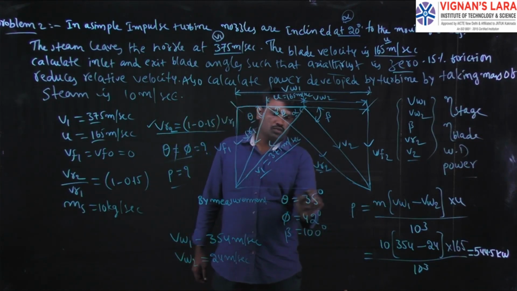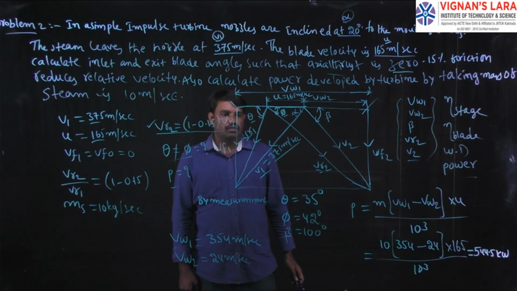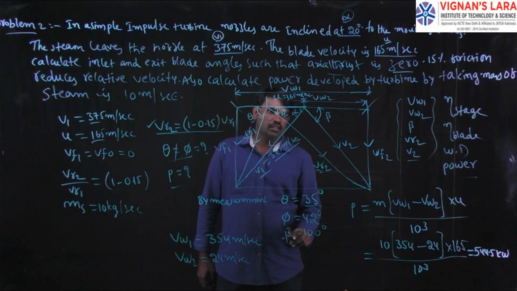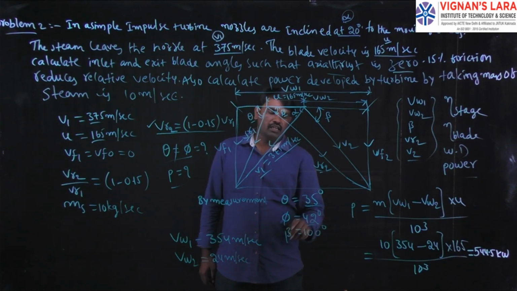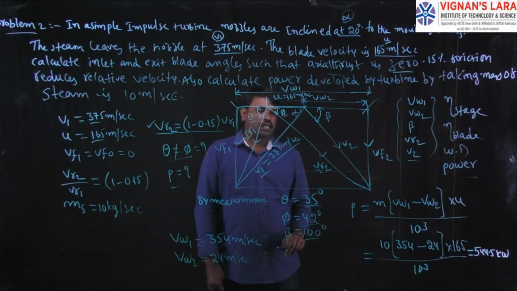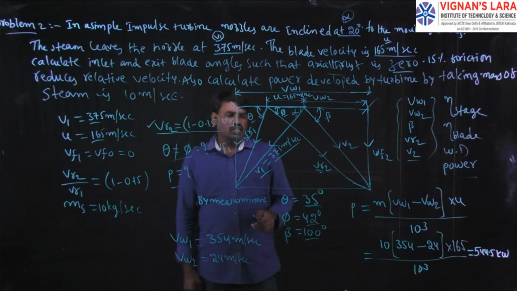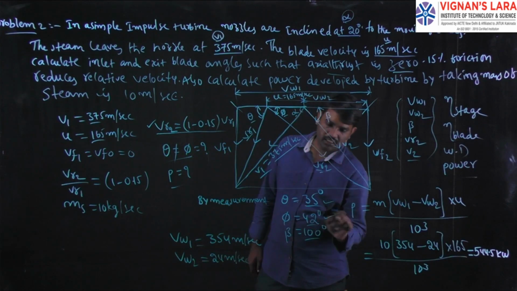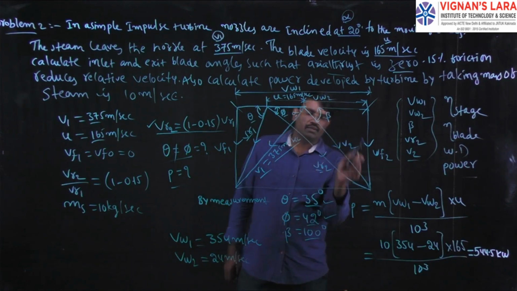These two must be on an equal base. From the measurement, theta is 35 degrees, phi is 42 degrees, and beta is 100 degrees. In the present problem you have to calculate the inlet and exit blade angles theta and phi, which you can easily measure from the diagram.